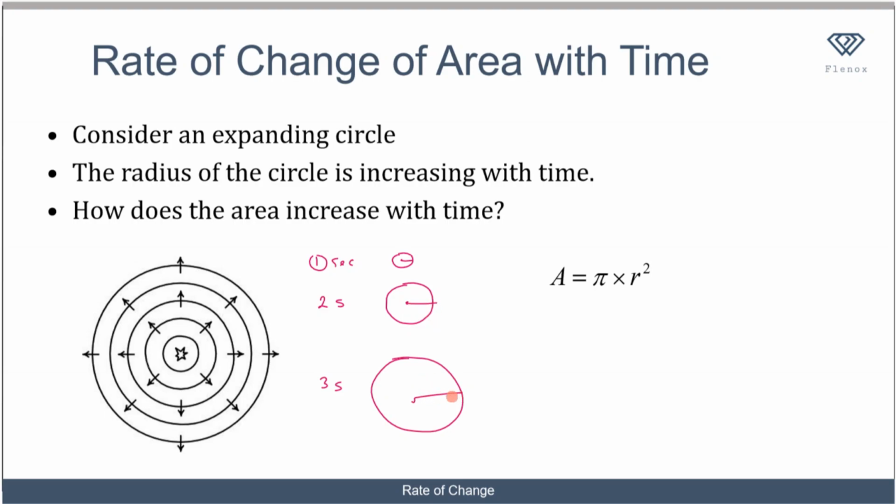Now, as the radius of this circle is increasing with time, what is happening to the area of the circle? The area of the circle is also increasing, as you can see, and it's becoming bigger. So how does the area increase with time, or what is the relationship between the rate of increase in area with time? That is what I mean by the rate of change. Now let's look at a practical example to see how we figure this out based on differentiation.